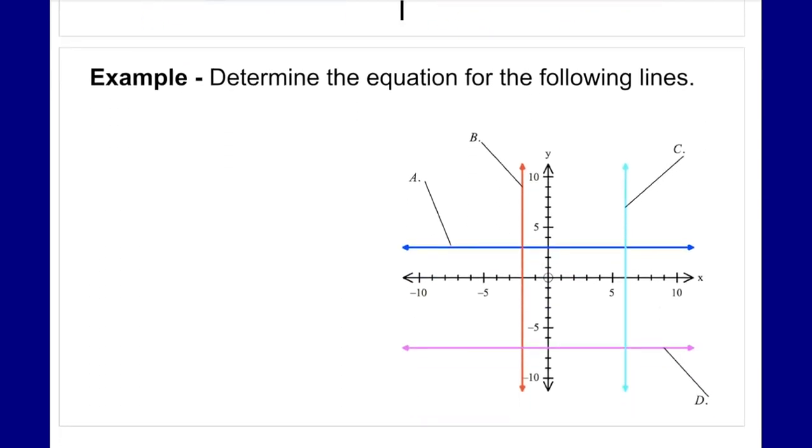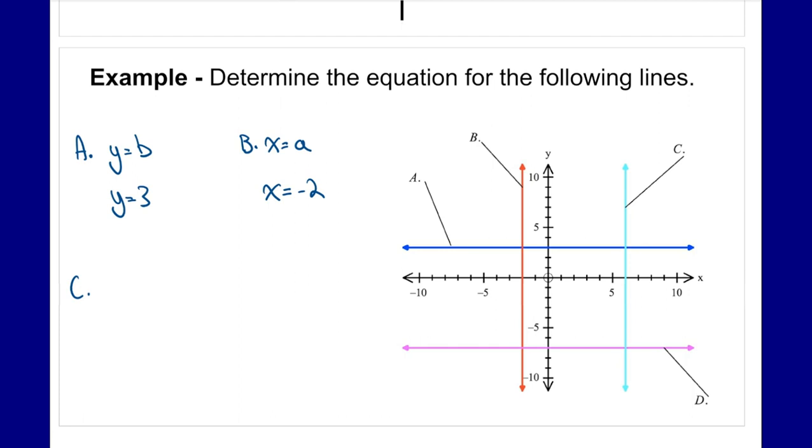So just as an example, we want to determine the equation for the following lines. Right, so for A, it is a horizontal line, so it's going to be in the form y equals b. And in this case, because the y value that it crosses at is 4, or sorry, not 4, 3, we can say that y equals 3 for A. For B, right, is a vertical line, so it's going to be in the form x equals a. X is going to equal the x-intercept, or the value that it goes through, and in this case it goes through -2.